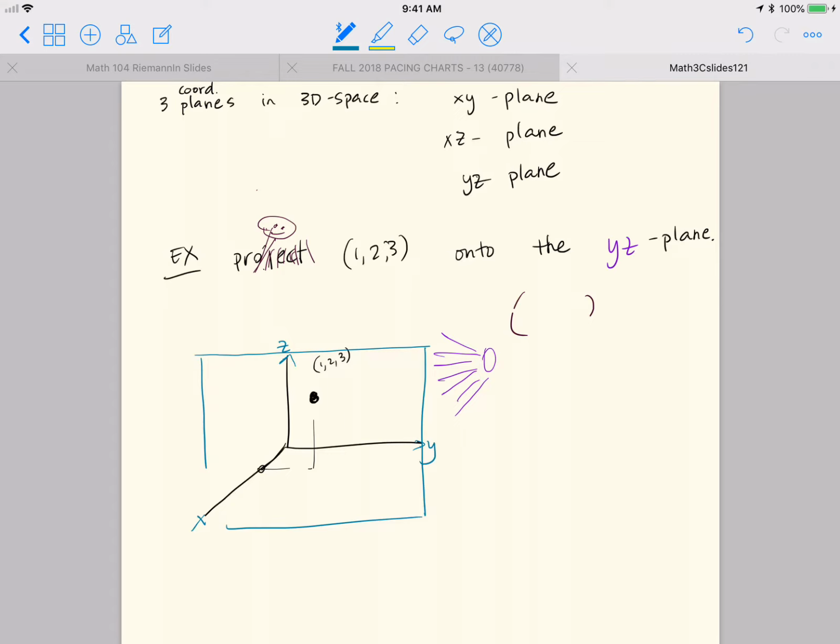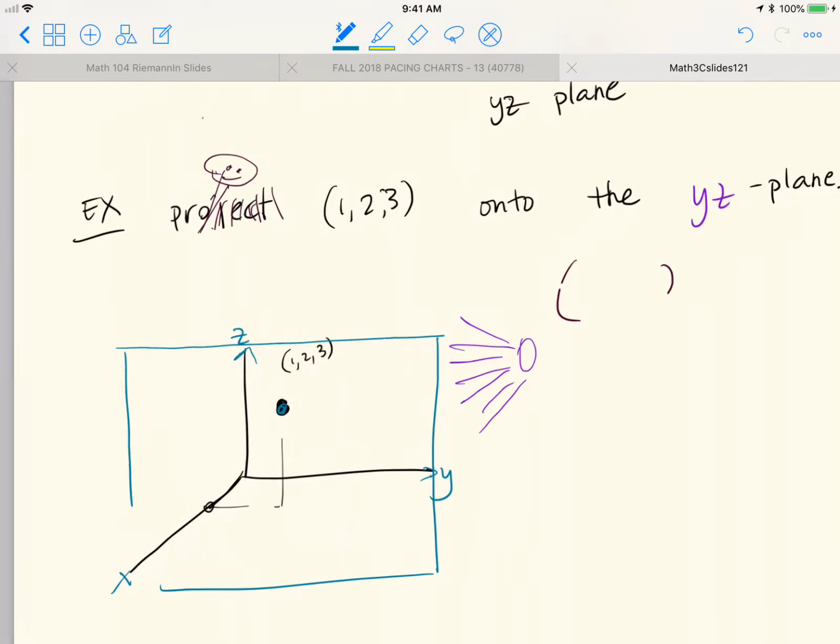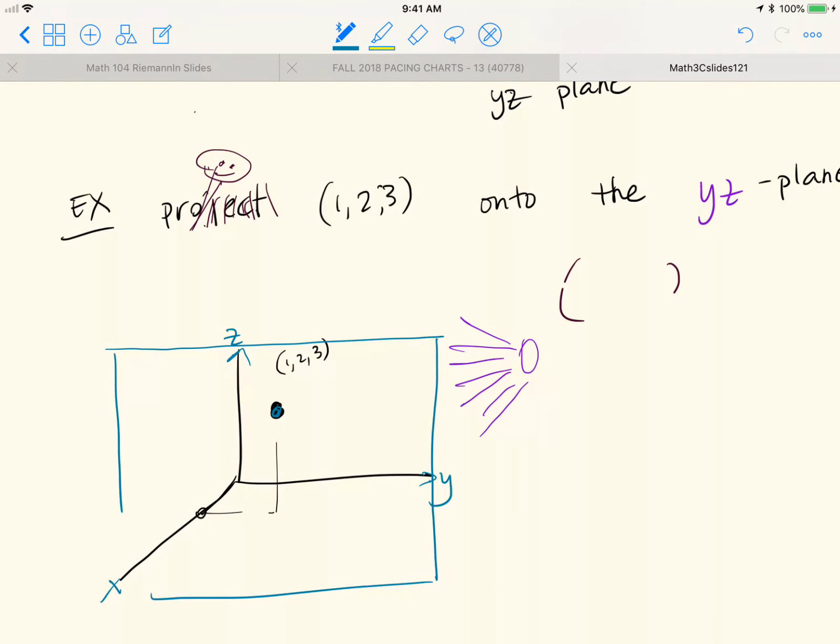So now if I wanted to project this point 1, comma, 2, comma, 3 onto the yz plane, I need to essentially push it back to here. So what would I do? I'm not coming forward or backwards. I'm just moving 2 to the right and then moving up 3. So I should get the projection to be 0 because I didn't move any forward or backward because I need to stay in the yz plane. 2 to the right, and then 3 up.